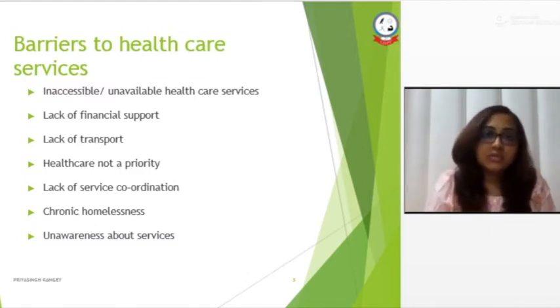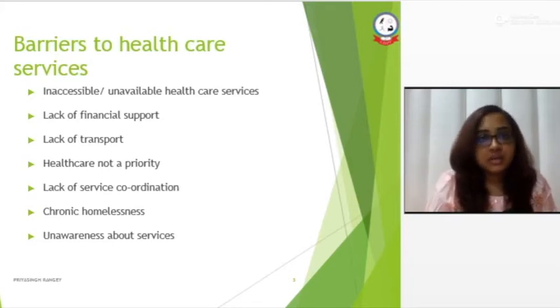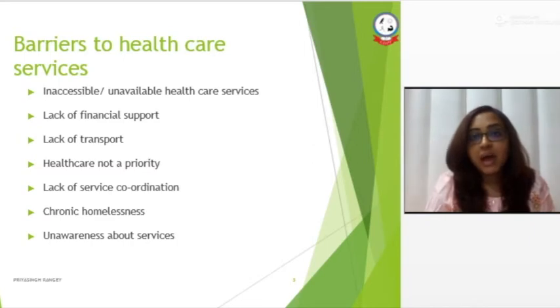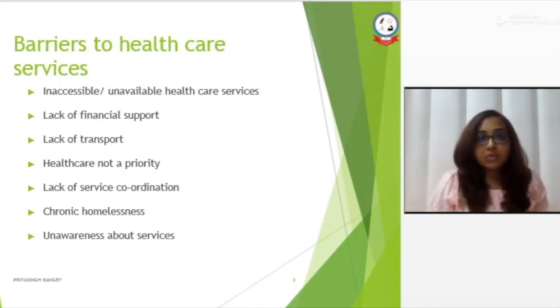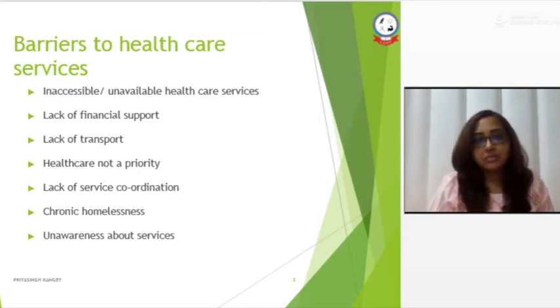The population that resides in our country is not that educated, and even among the people who are educated, there is a lot of unawareness. And this unawareness about the existing services also becomes a barrier, because people do not know where to go to avail these services, or whether they can avail the benefit of these services or not. And because of this lack of awareness, it becomes difficult for people to gain these services. So these are the different barriers to the healthcare services that are available in our country.